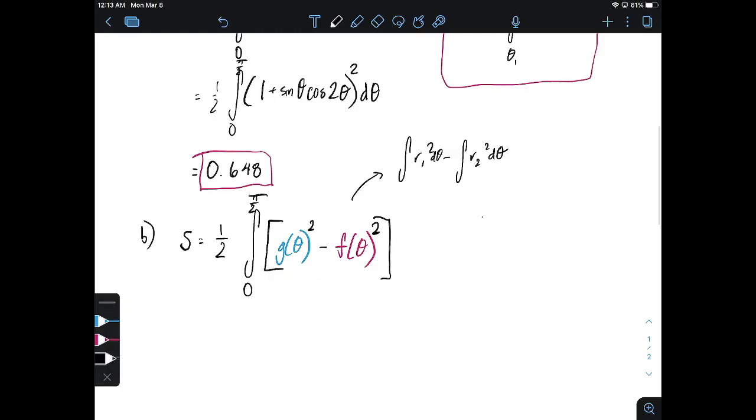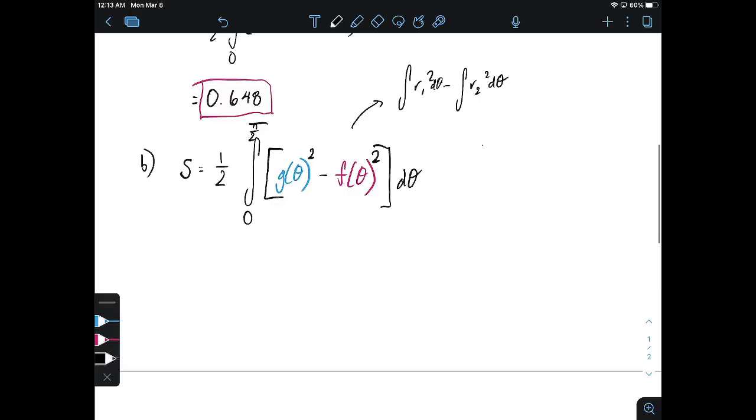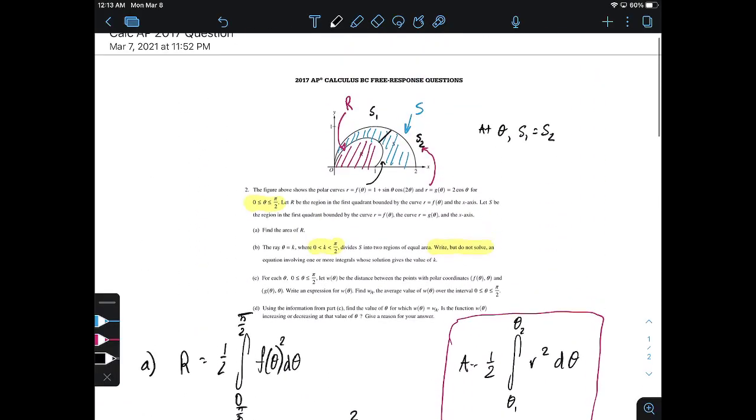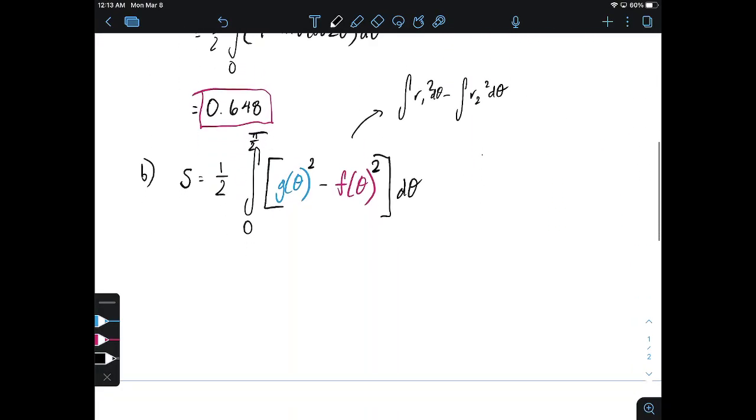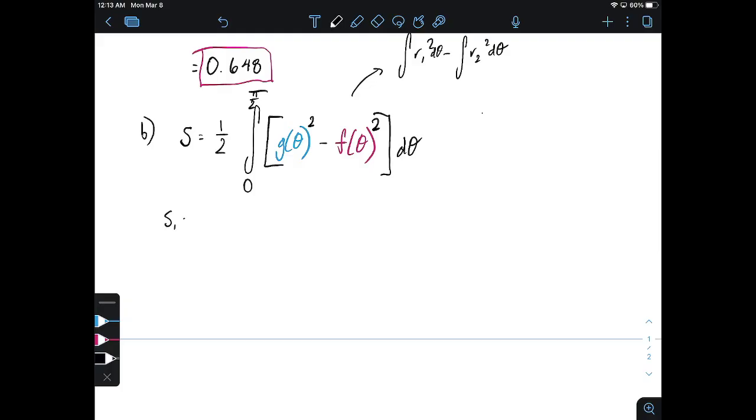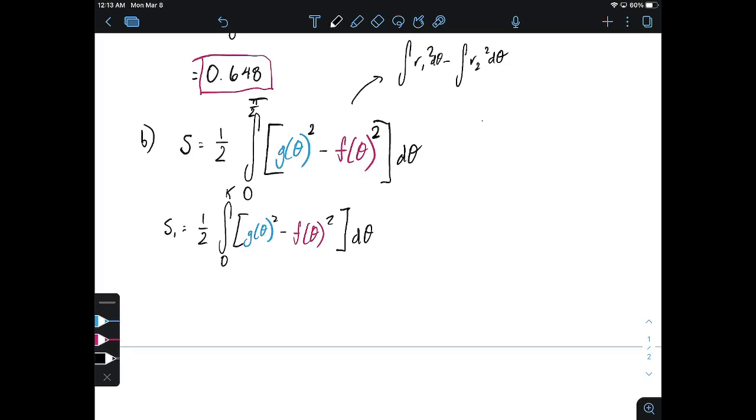So this is the area, obviously. Of course, we forgot the d theta, but that's the area. So what we need to do now is write an equation to find the two subregions at an angle k. So this isn't going to be too difficult. Essentially, what we can say is S1 is equal to 1/2 from 0 to k of the same thing, g of theta squared minus f of theta squared, d theta. And as you can see, the only difference is that this one goes from 0 to k.